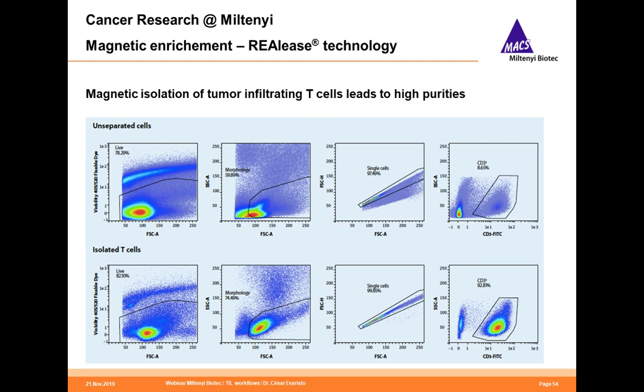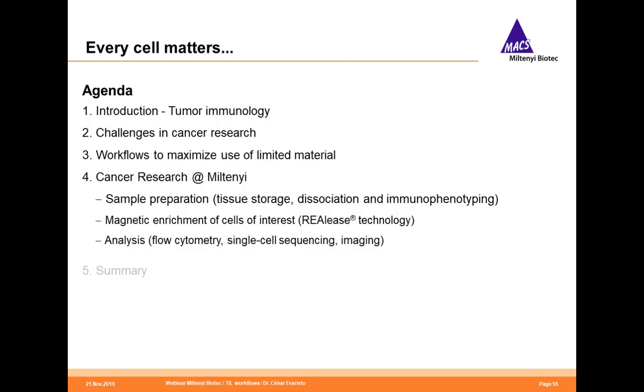Using these brand new reagents, we were able to quickly isolate TILs with high purities. On the top row, you can see the frequency of CD3 positive cells among live single lymphocyte-sized cells in the bulk sample as compared to after isolation on the bottom row. We were able to achieve over 92% purity of tumor-infiltrating T cells from our ovarian carcinoma sample.